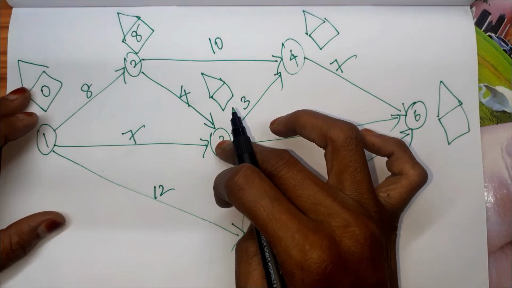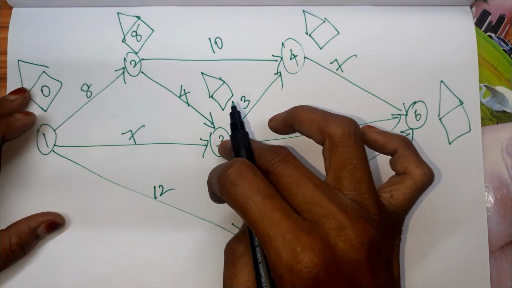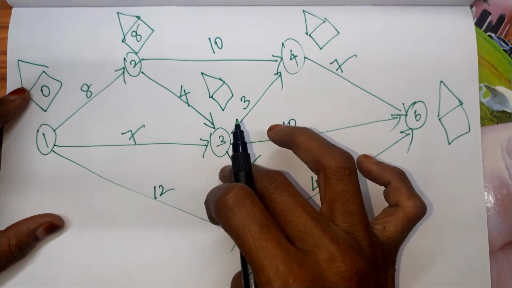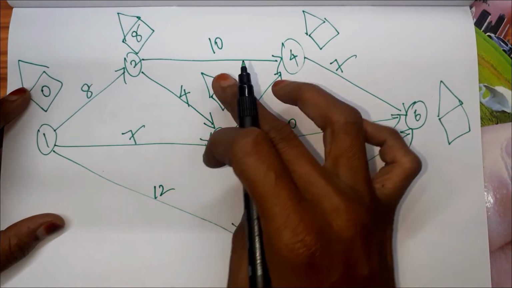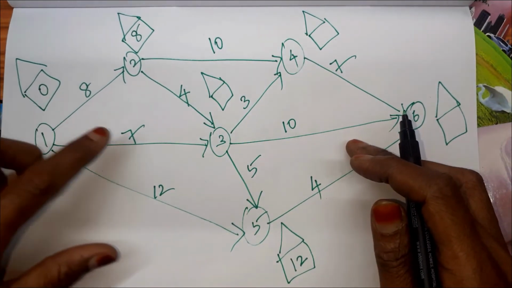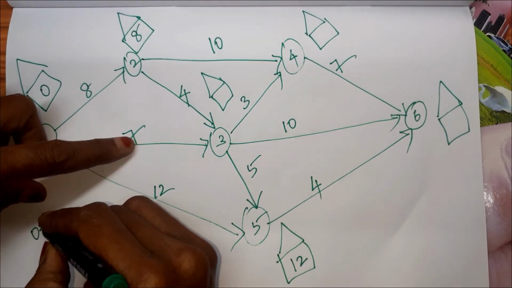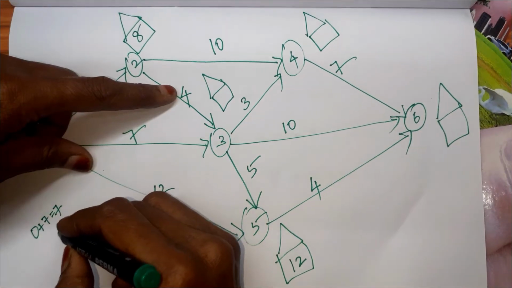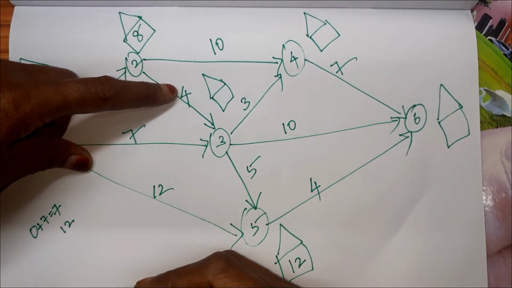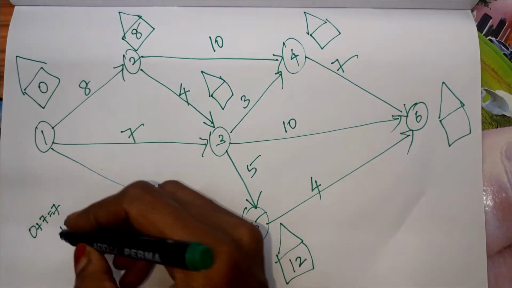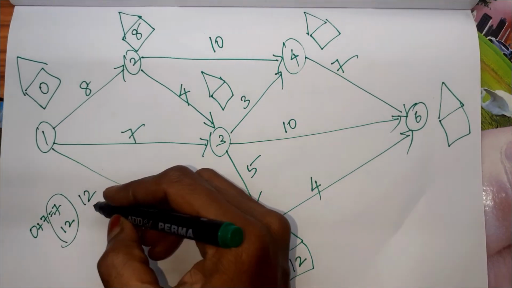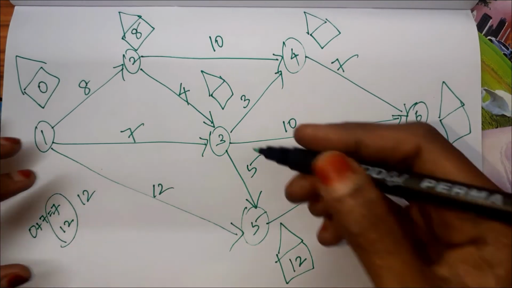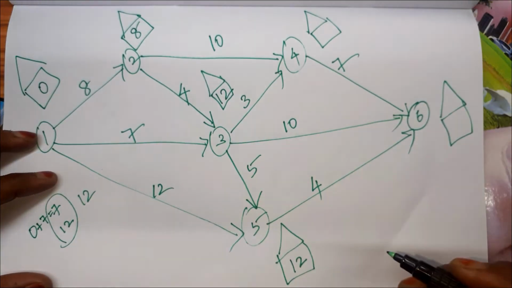But for 3, we have two activities, one coming from 2, the other one coming from 1. So it is based on these two calculations. 0 plus 7, which is 7, and 8 plus 4, which is 12. We have to take the maximum of it, right? Which is the maximum? 12 is the maximum. So for 3, 12 will come here.